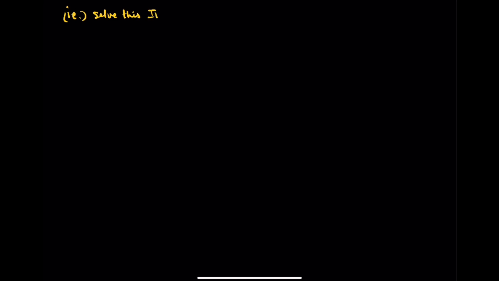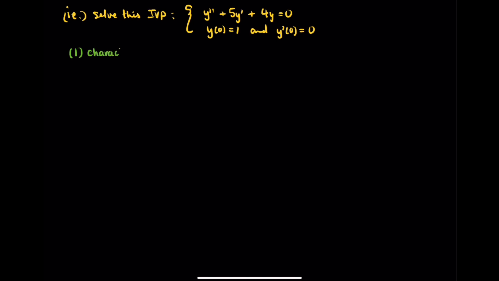Solve this IVP. y double prime plus 5y prime plus 4y equals 0, and your initial conditions are y(0) equals 1 and y prime(0) equals 0. The first thing I want you to know is that you always want to make the characteristic equation, so you don't have to do the trial solution every time.